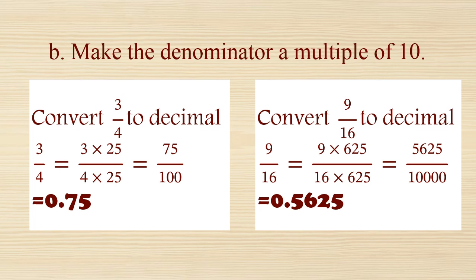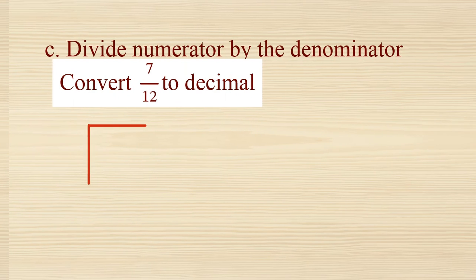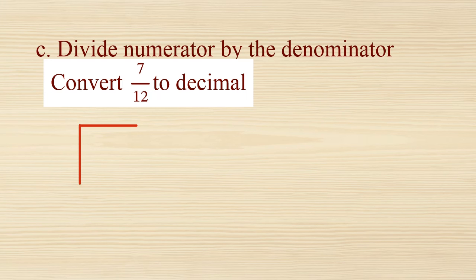So 9 times 625 is 5,625, while the denominator we are going to get is 10,000. So we have to divide 5,625 by 10,000. You have to move the decimal point 4 times, that is the number of zeros. And we are going to get 0.5625. The way I usually get this number that I multiply by to get a multiple of 10 is by trial and error.